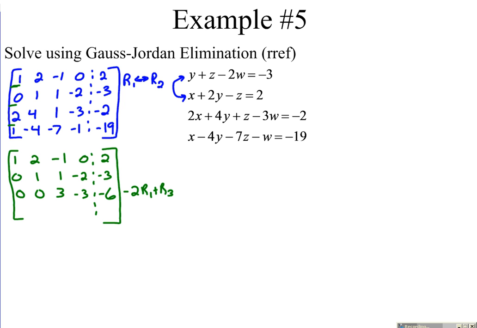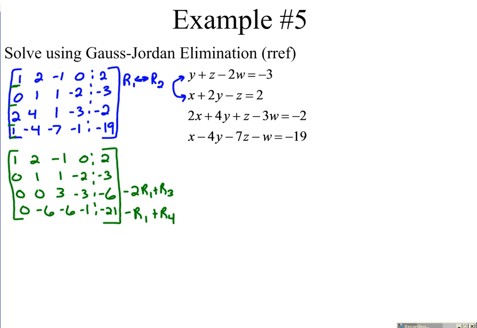Use that 1 to get a 0 right here. What do I need to multiply by? -1. So I'm going to take -1 times row 1 and add it to row 4. When we do that, we get 0, -6, -6, -1, and -21.